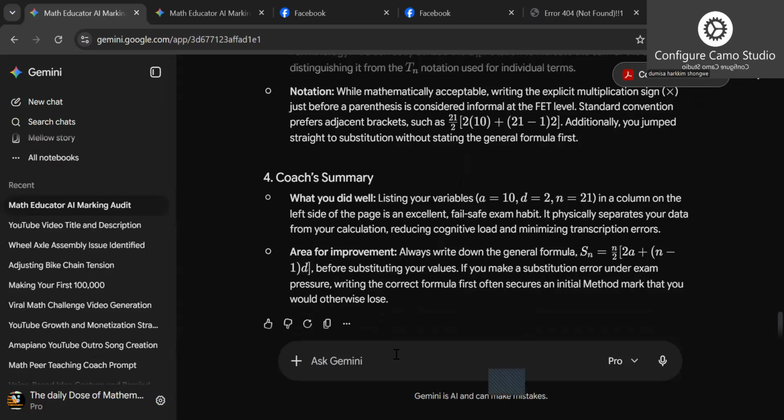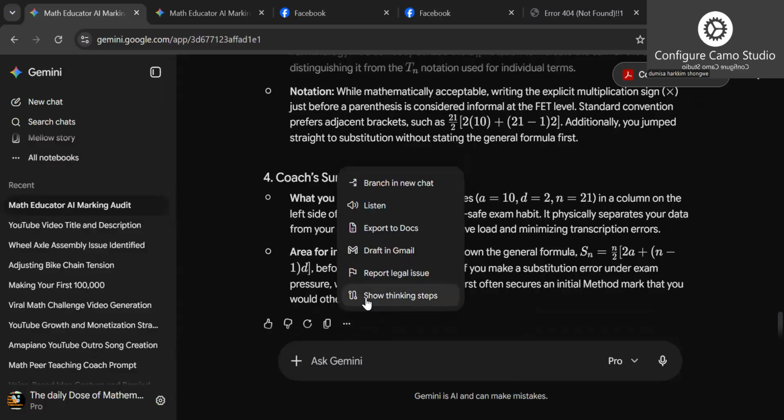Use the sheet. Okay, let's listen to our senior marker, guys. How did we do on our question?